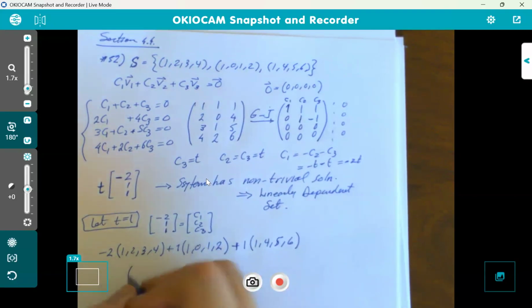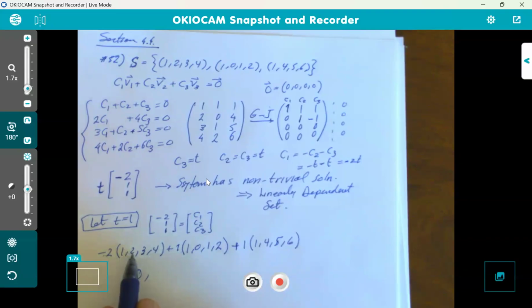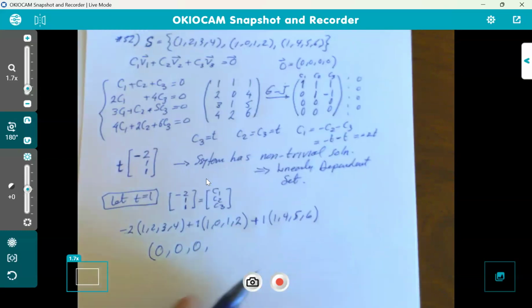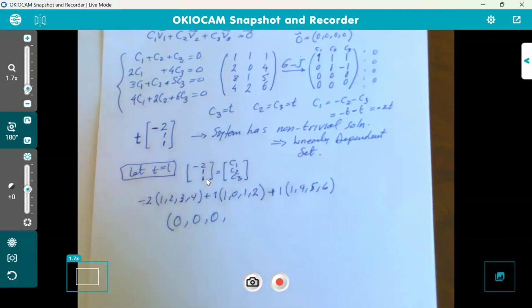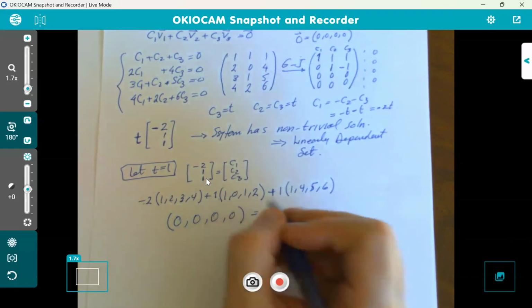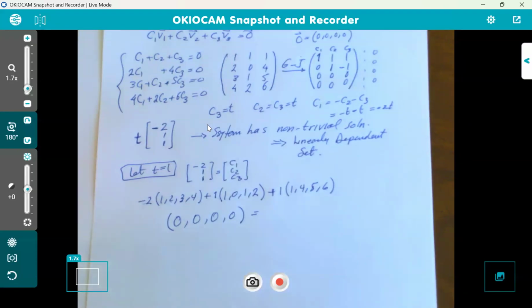Negative 2 times 1, this one, is negative 2 plus 1 plus 1, 0. Negative 2 by 2, negative 4, plus 0 plus 4, 0. Negative 2 times 3, negative 6, plus 1 is negative 5, plus 5 is 0. And finally, negative 2 times 4 is negative 8, and plus 2 plus 6, that makes it 0. So you have a 0 in R4. There you go. Okay, so there you have it.